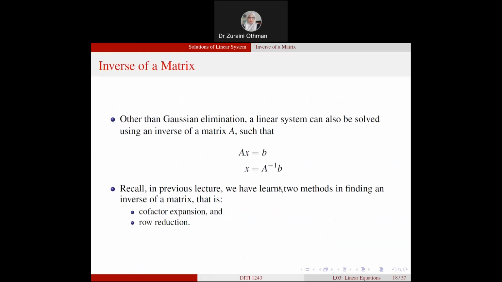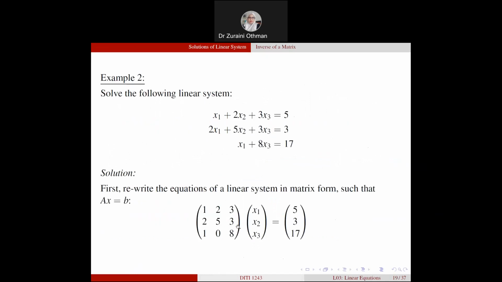Okay, now this is by using inverse of a matrix. Just now in lecture 2, you already learned about inverse matrix by using cofactor expansion. Okay, now we can find a solution for this. Okay, convert this to this. You already know how to convert it, right? So just put the element of this number to this matrix and look at the unknown is x1, x2, x3, put it here. And this is the value of B, 5, 3, 17.